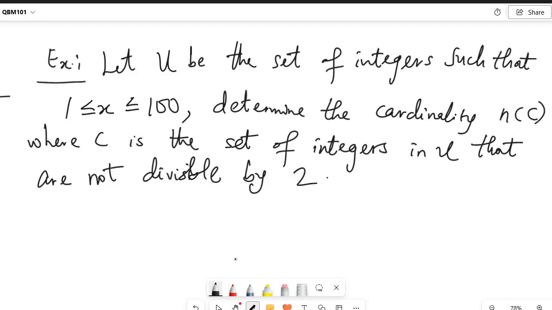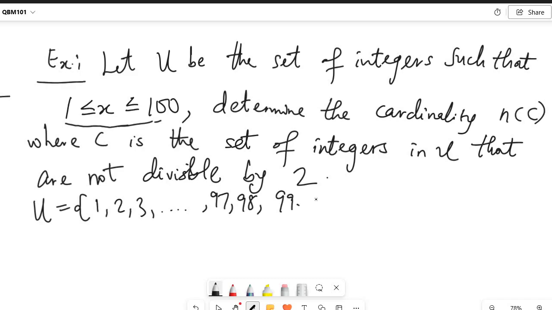Now let U be the set of integers such that 1 is less than or equal to x less than or equal to 100. So this is a completely closed interval. If I'm going to list my universal set, it means that we are saying 1, 2, 3 up until 97, 98, 99 and 100. So this is the set U. Now we have to determine the cardinality n of C, where C is the set of integers in U that are not divisible by 2, right? That's what they ask us to do.